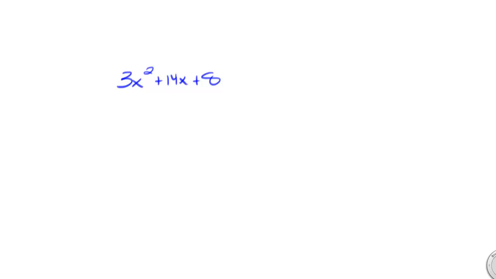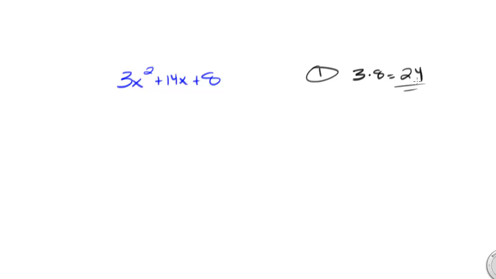Alright, to use the AC method to factor this quadratic, the first step is to multiply the lead coefficient and the constant coefficient. In this case, that is 3 times 8 to get 24. Okay, so this is a number we're going to work with.